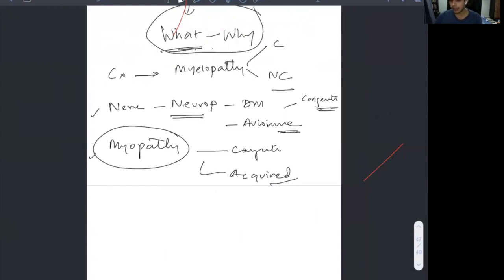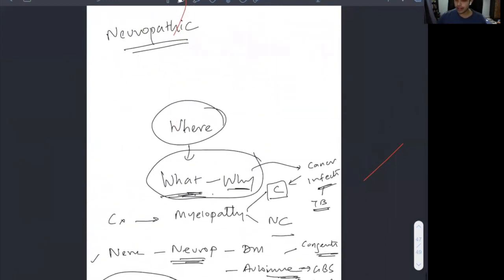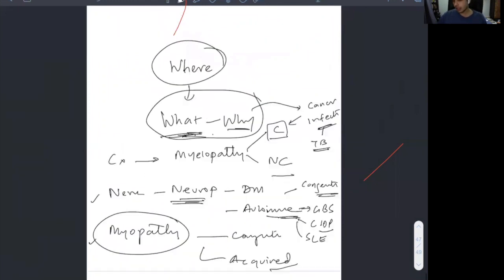So supposing it is a compressive lesion, then you have to evaluate why is the lesion: is it a cancer, is it an infection, and if it's an infection, what infection, is it TB? And similarly in neuropathy, if it is an acquired autoimmune, then what autoimmune, is it GBS, is it CIDP, is it associated with SLE? Now these are all different etiologies that you can evaluate once you figure out where is the lesion and what is the lesion.